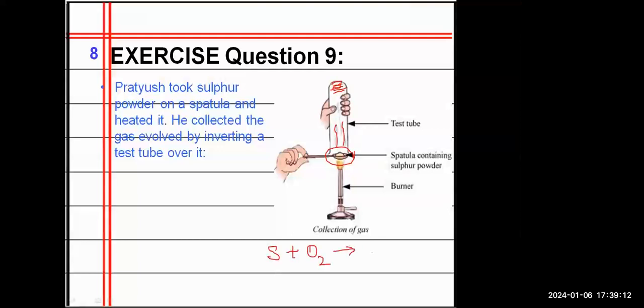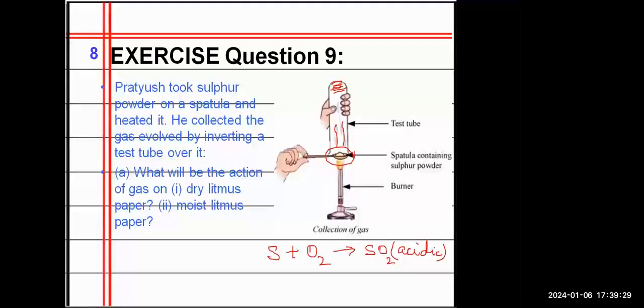Yes, I'm sure you all must have guessed it correctly. The gas produced is sulfur dioxide, right? And two minutes back we saw it is acidic in nature because it is a non-metallic oxide, sulfur dioxide. So the question is, what will be the action of the gas on dry litmus paper and moist litmus paper? With dry litmus paper, no change.